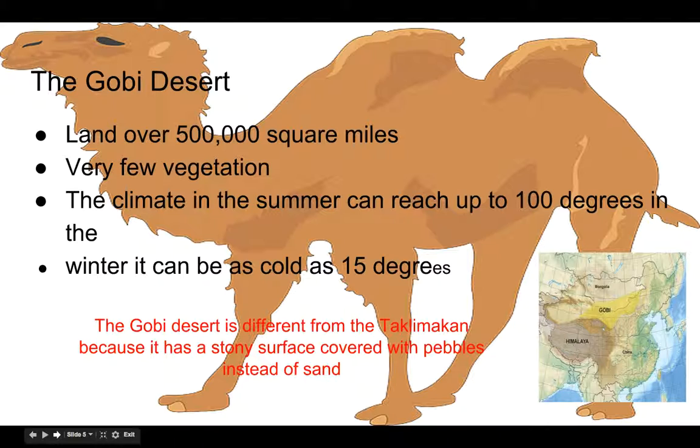So that brings us to our desert regions. We'll start with the Gobi Desert, a very large desert with very little vegetation. The climate can reach up to 100 degrees, and actually probably even a little bit higher. As compared, we'll talk about how it gets cold there too, which is something you don't think about in the desert. The Gobi Desert is different from the Taklimakan because it has a stony surface covered with pebbles instead of sand. We usually think of deserts with sand. The Gobi Desert really is more stony and has more pebbles and rocks and things like that.